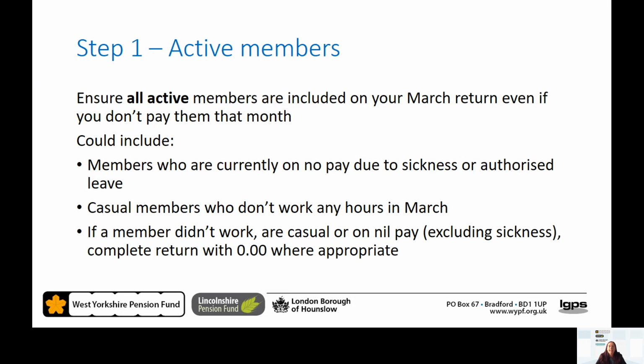So step 1 is to ensure all your active members are included on the March return, even if you don't pay them that month. This could include members who are currently on no pay due to sickness or authorised leave, and it can also include casual members who don't work any hours in March. If you do have a member who didn't work and are casual or on nil pay, excluding sickness, you need to complete the return with 0 where appropriate.